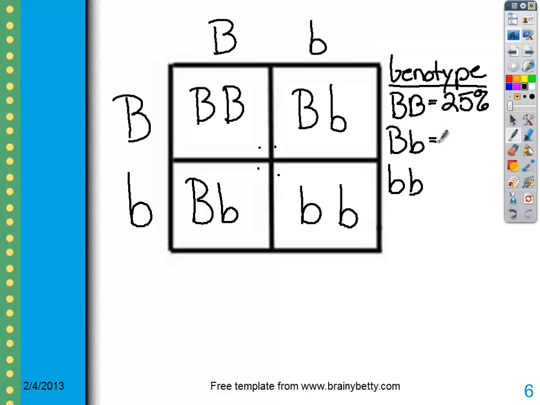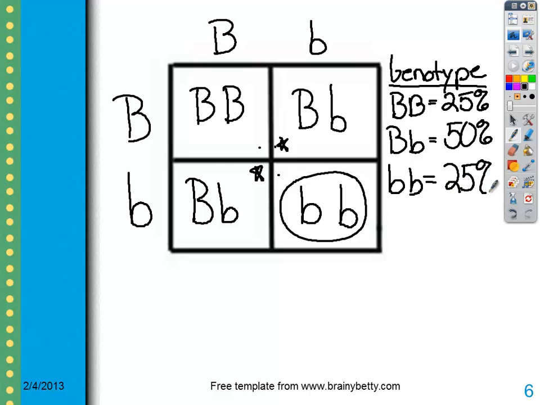Now, how many quarters do I have for my big B, little b? I have 2. 2 quarters equals 50 cents, or I have a 50% chance of having big B, little b in these offspring. Now my final one is right here, little b, little b, and he's only what percentage chance? We already have 25, 50, that leaves me with 25%. Okay, those are my genotypic ratios for this cross. Now, let's talk about our phenotypic ratios. They're a little different.